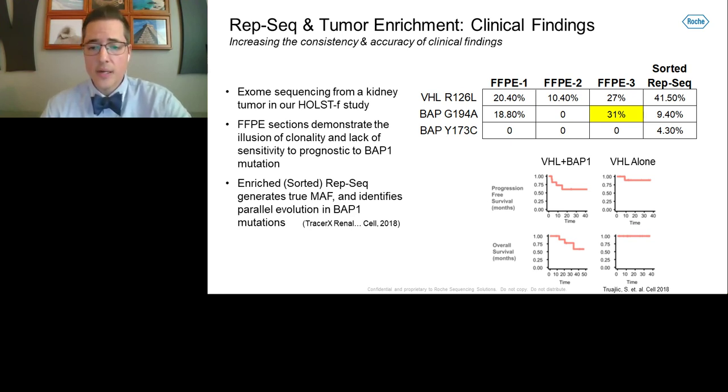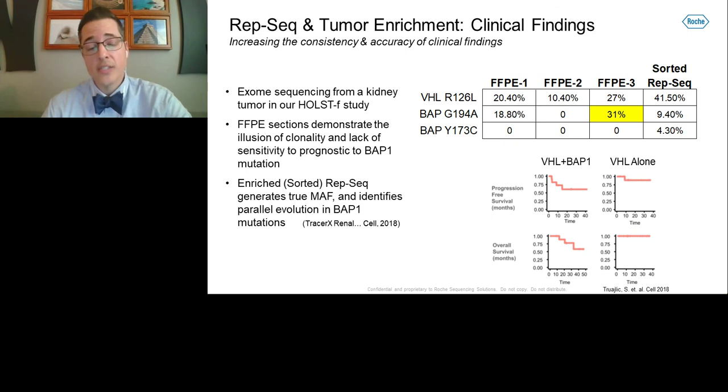And this is important, and if we look at this relative to the outcome of patients with these molecular features, this is data taken from Samar-Turlich et al. It was a Cell paper back in 2018. A VHL-only mutation, those patients had a very, very positive outcome. Whereas when you have a BAP1 mutation that accompanies a clonal VHL mutation, those patients do not have as good of an outcome.